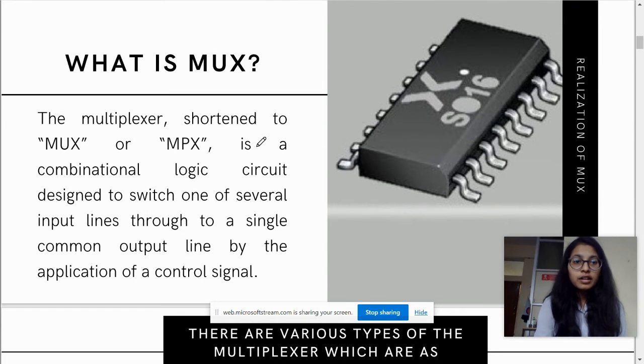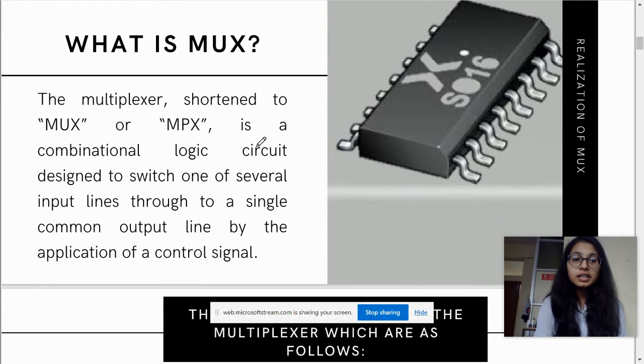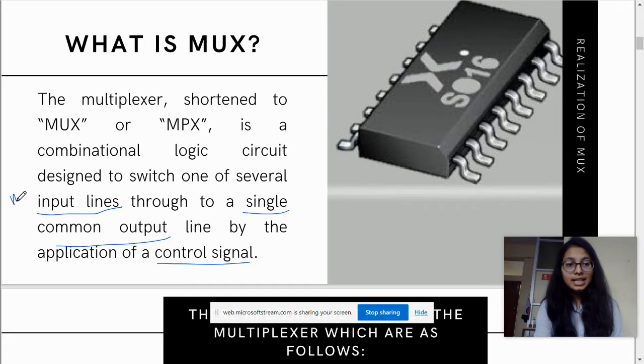So, moving on, firstly, what is multiplexer? The multiplexer, shortened to MUX or MPX, is a combinational logic circuit designed to switch one of the several input lines through to a single common output line by the application of a control signal. So basically, what it is saying is that the number of input lines is more than one. We can take the number of input lines as n, and the output is always one in a multiplexer, that you should always remember.